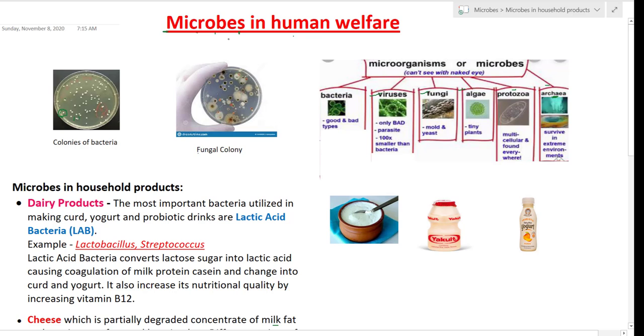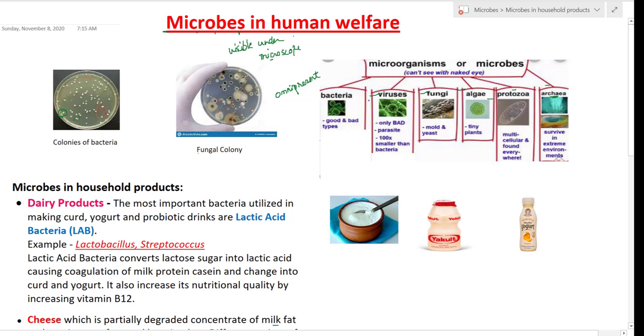Now comes to the microbes. What are microbes? Actually these are tiny organisms which we can't see with our naked eye. They are only visible under a microscope. That's why they are called microbes or microorganisms. There are different types of microbes: bacteria, viruses, fungi, algae, protozoa, and archaebacteria. And they are present everywhere in the atmosphere, in biological organisms, in water bodies. That's why they are called omnipresent.